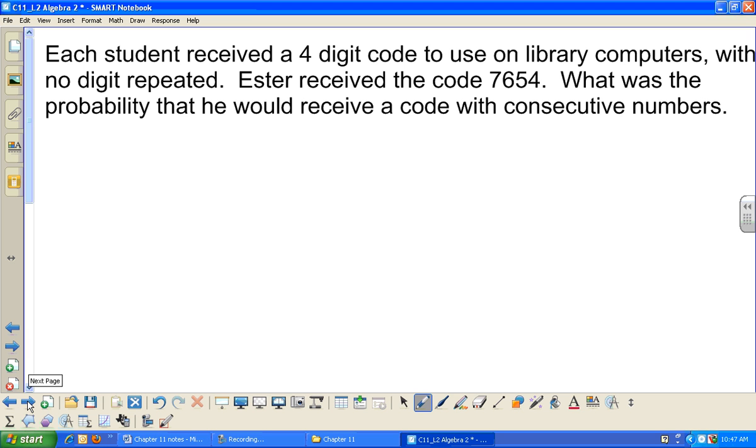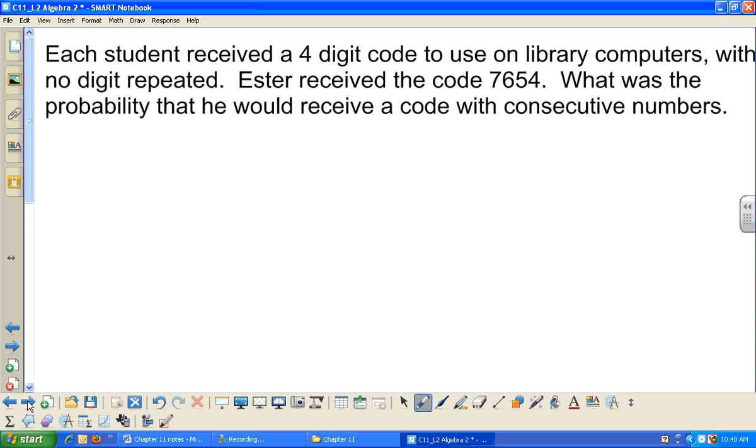Each student received a 4-digit code to use on library computers with no digit repeat. Esther received the code 7654. What was the probability that he would receive a code with consecutive numbers? While I'm dealing with this, I first want to think out my total. And here I have 10 different numbers that I can choose from.